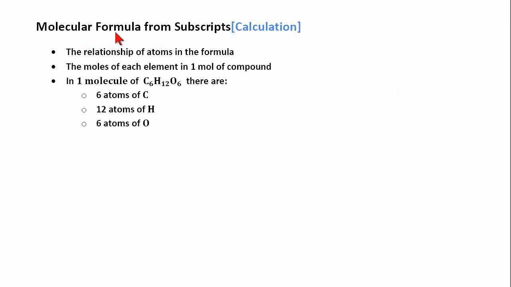Let's look at molecular formula from subscripts. Formula is a relationship of atoms. And it also defines the moles of each element in 1 mole of compound. So, 1 molecule of C6H12O6 is 6 atoms of carbon, 12 atoms of hydrogen, 6 atoms of oxygen, and these can also be represented in moles.